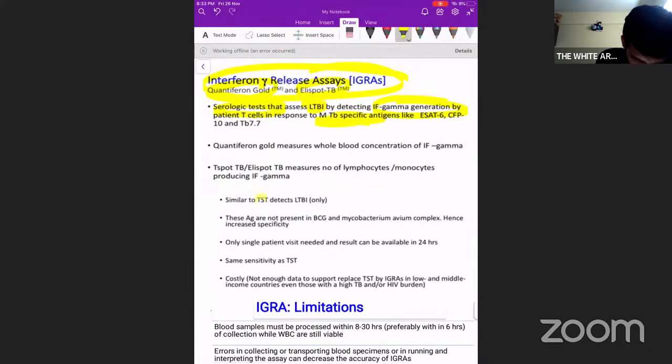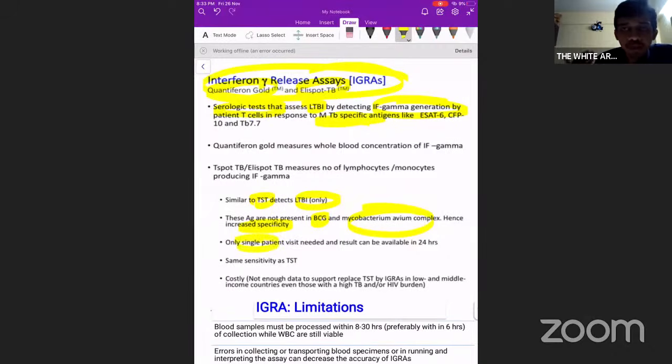Now it is similar to the tuberculin skin test. It detects only LTBI. Okay. So these antigens are not present in BCG or Mycobacterium avium complex or any non-tuberculosis mycobacteria. Hence, it has increased specificity. Okay, and only a single visit is enough.